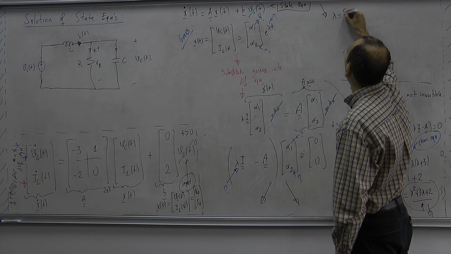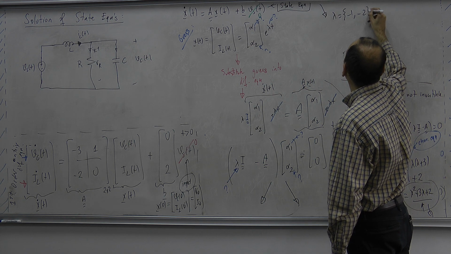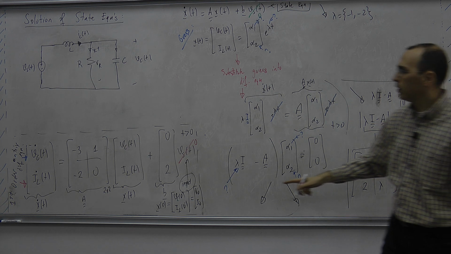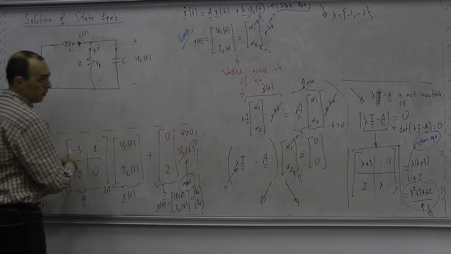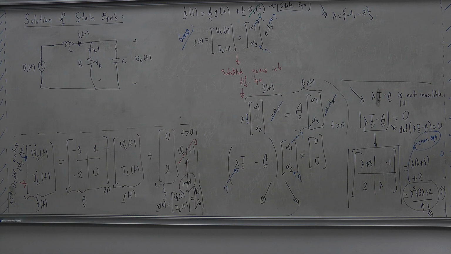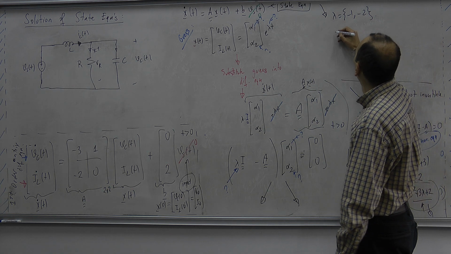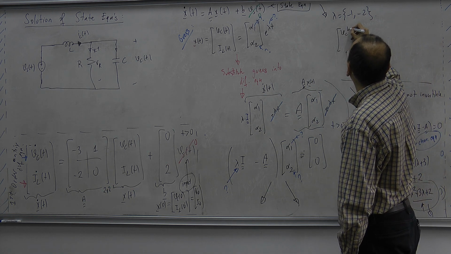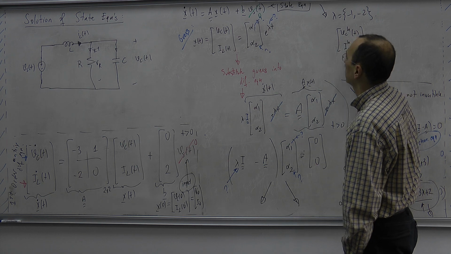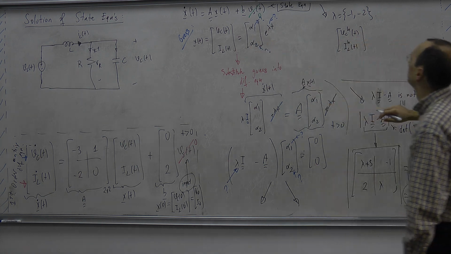Then my allowable lambdas are minus 1, minus 2. So these are the lambda values making lambda I minus A, this matrix, non-invertible. That is, its determinant is equal to 0. So then my solution, let me write the homogeneous solution, this was my guess.